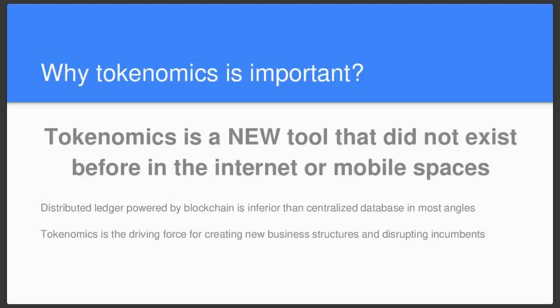most of the time the distributed ledger, which is powered by blockchain, is actually inferior to the centralized database. For example, it is slow and hard to maintain, and it requires a different kind of programming language skills to develop applications on top of it. So if the application requires two pieces of technology, and one is actually inferior to the incumbent, then we should recognize that tokenomics is the driving force for creating new business structures and potentially disrupting the incumbents.